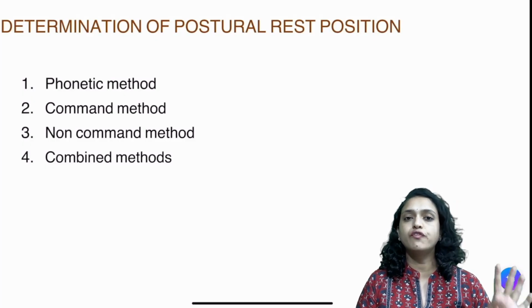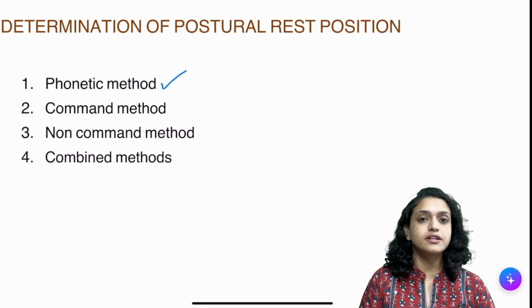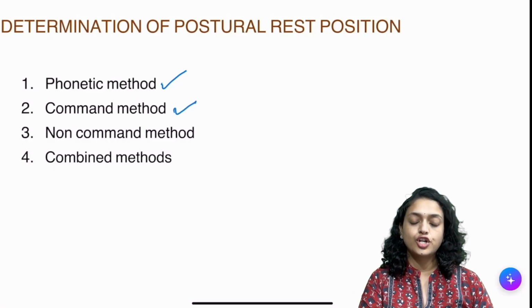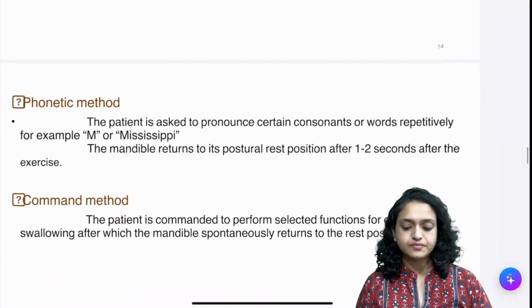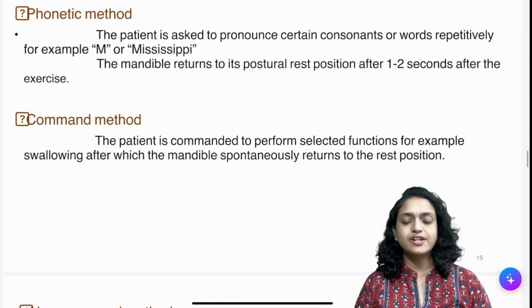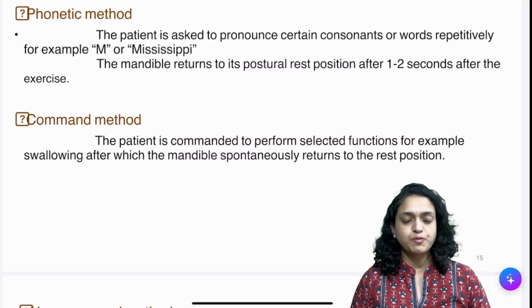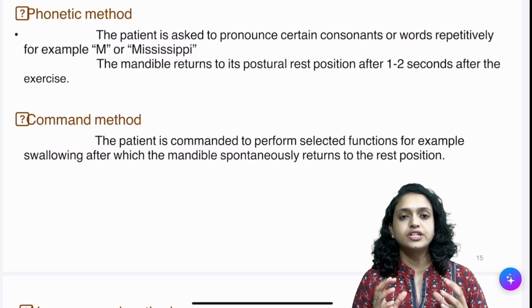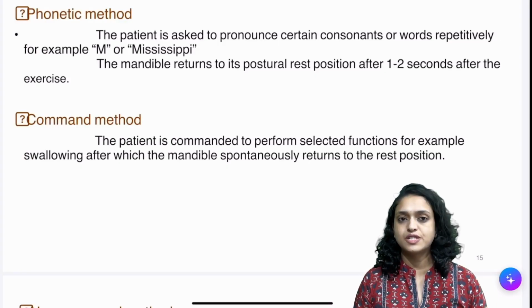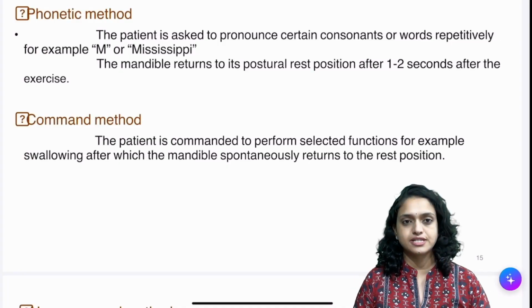There are basically 4 methods to assess the postural rest position. The first is the phonetic method, then the command method, non-command method, and combined method. We'll go into what these are. Phonetic method: postural rest position, what does it exactly mean? Postural rest position is when the muscles are completely relaxed, at a state of maximum relaxation. So how do you get the muscles to maximum relaxation?